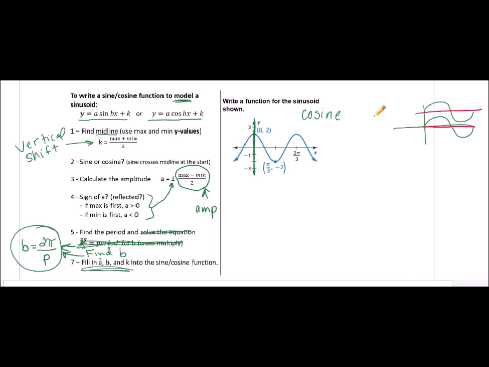Let's try this. We already know that it's cosine, I kind of skipped that step. But let's find our midline. K equals the maximum y, which is 2, plus the minimum y, which is negative 2, divided by 2. That's 0 over 2, or 0. So our midline hasn't changed. It's still the x-axis, where y equals 0. So there's no vertical shift.